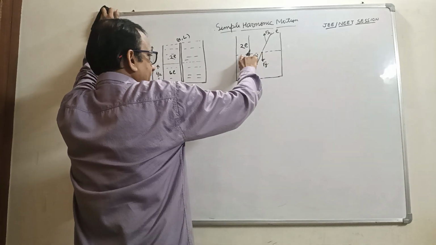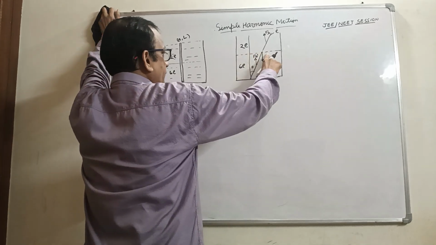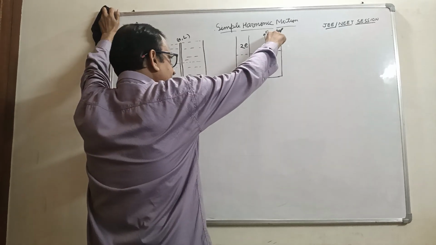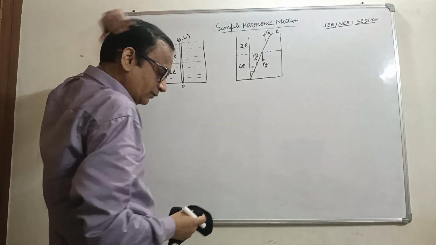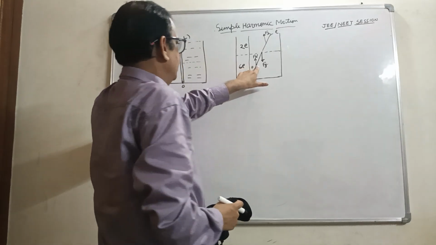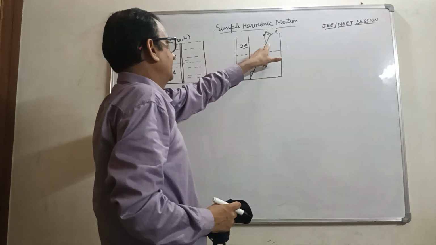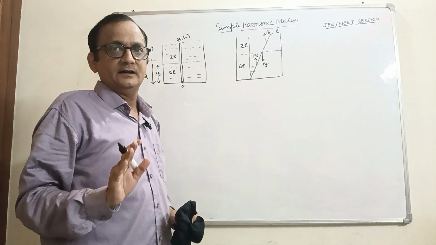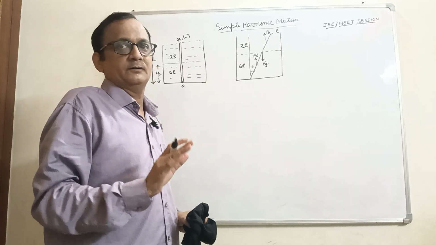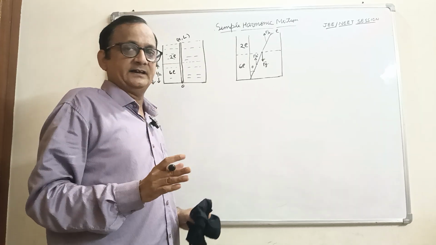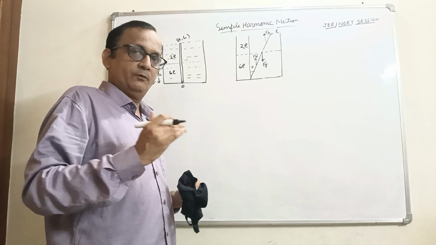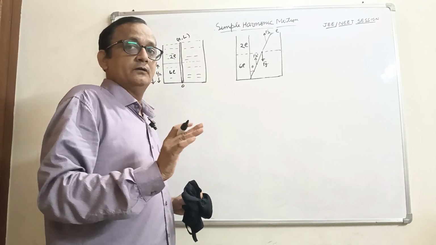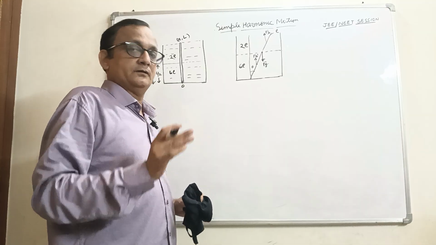By the density of this liquid, the buoyant force is acting only over this length. This is L by 2, and this length is also L by 2. So the buoyant force acting on this length would be Fb dash, and on this length would be Fb dash. The buoyant force acts on the submerged portion of the body only, so we have to calculate the buoyant force for the submerged portion.